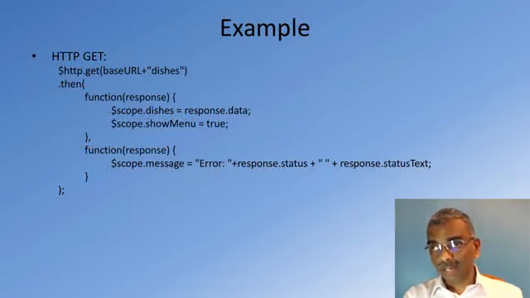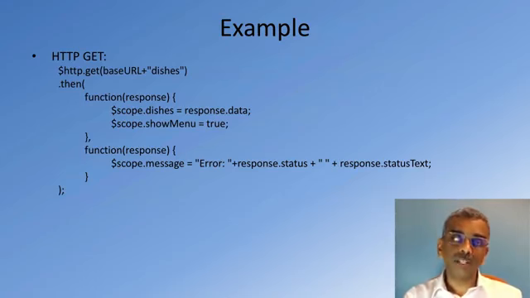In this example, I am invoking an HTTP GET request. So I specify the HTTP GET request as http.get, and I specify the URL in there. So it takes the URL as the parameter. You can specify additional parameters if required, but this is the minimum that you need to specify.